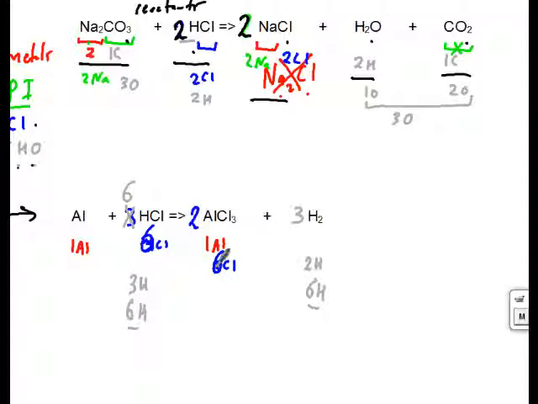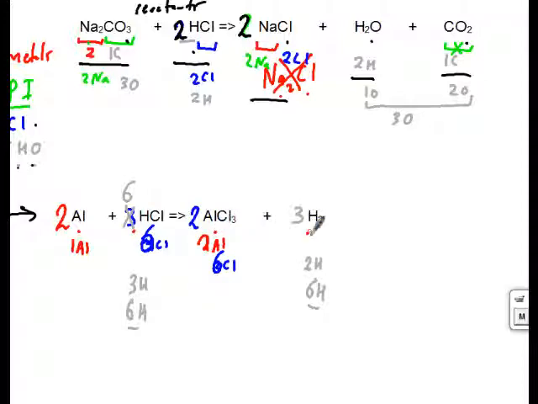But that's going to stuff up my aluminium balancing, because now I've got 2 aluminiums here, which means I need to put 2 aluminiums out the front. So 2 aluminiums react with 6 HCl's to produce 2 AlCl3 plus 3H2, or 2 moles of aluminium react with 6 moles of hydrochloric acid to produce 2 moles of aluminium chloride, or 3 moles of H2.